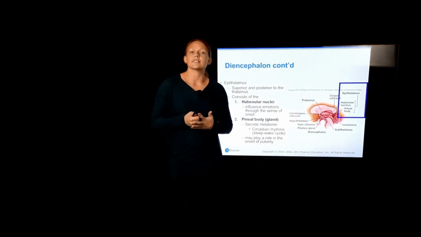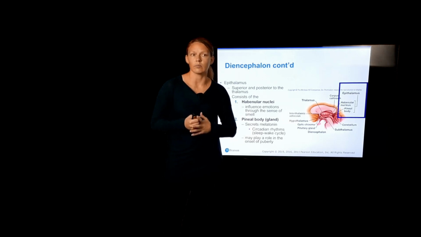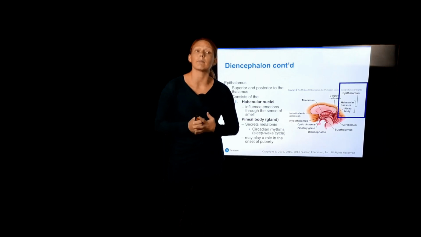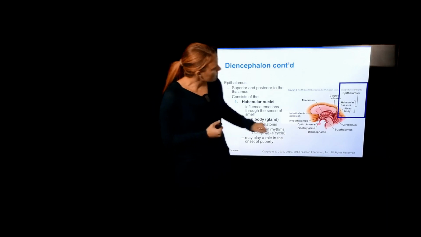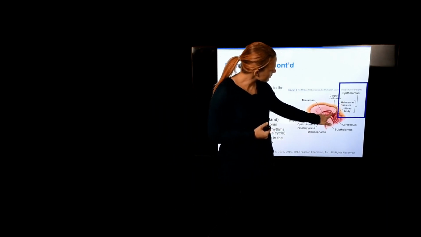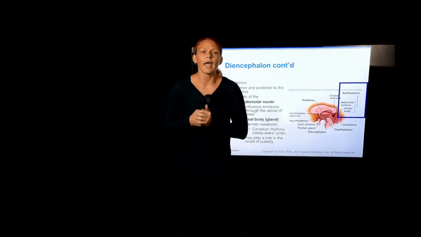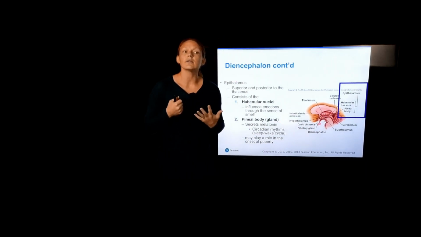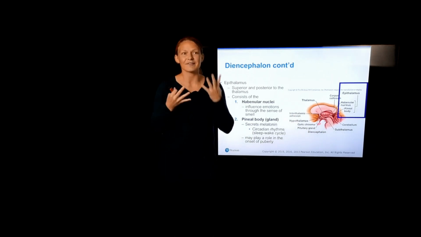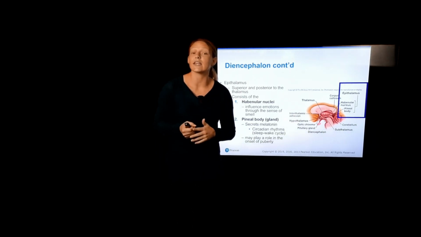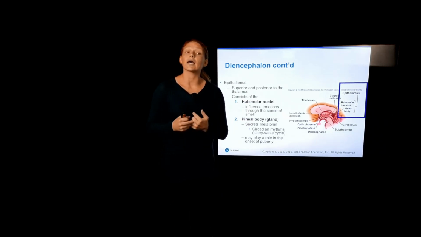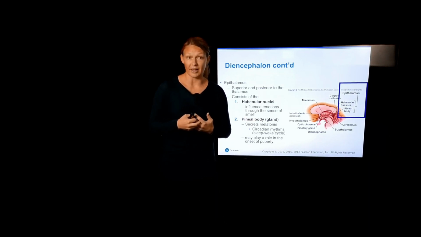The epithalamus is associated with the memories. It associates memories with emotions. So this is the main thing that links our memory with emotion. And the epithalamus consists of the habenular nuclei, which is right here, and the pineal body, which is right here. So the habenular nuclei, that's kind of a tongue twister, is the small area that influences our emotions through the sense of smell. And the pineal gland, or that pineal body, is going to secrete melatonin.